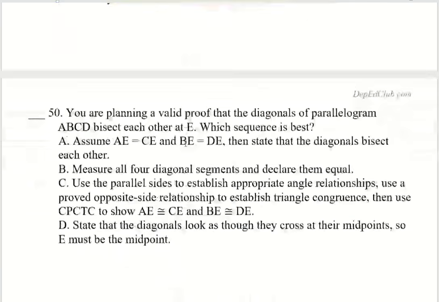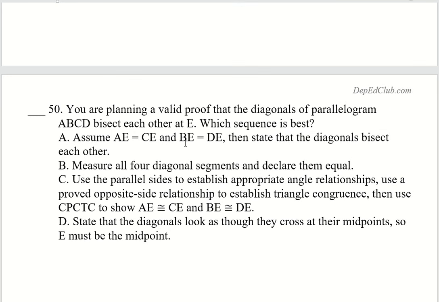And last one. You're planning a valid proof that the diagonals of parallelogram ABCD bisect each other at E. Which sequence is best? Use parallel sides to establish appropriate angle relationships. Use opposite side relationships to establish triangle congruence. Then use CPCTC to show AE is congruent with CE and BE is congruent with DE.